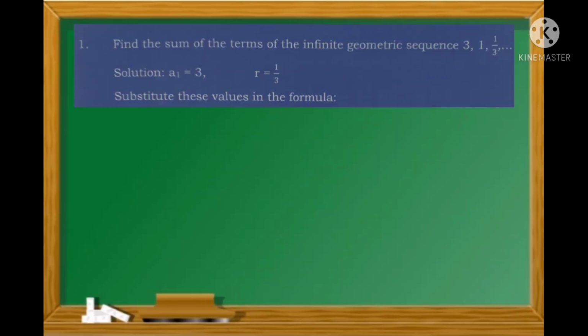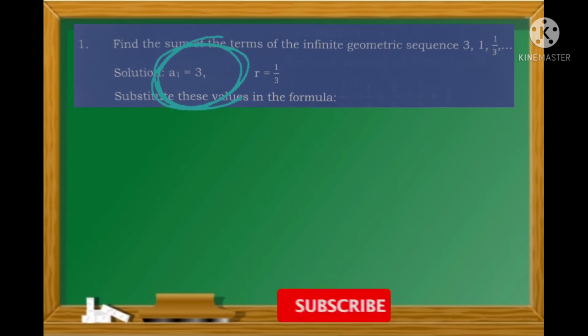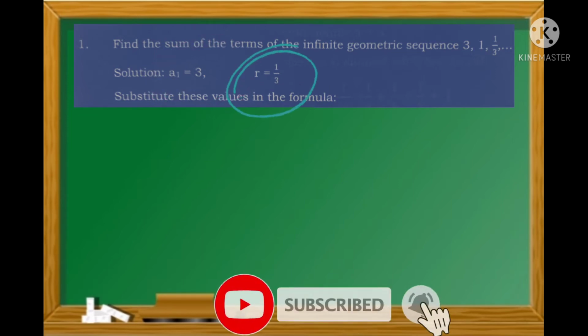Let's have an example. Find the sum of the terms of the infinite geometric sequence 3, 1, 1/3, and so on and so forth. First, we're going to identify the value of a sub 1 or the first term and the value of r or the common ratio. In this example, a sub 1 is 3 and the value of r is 1/3.